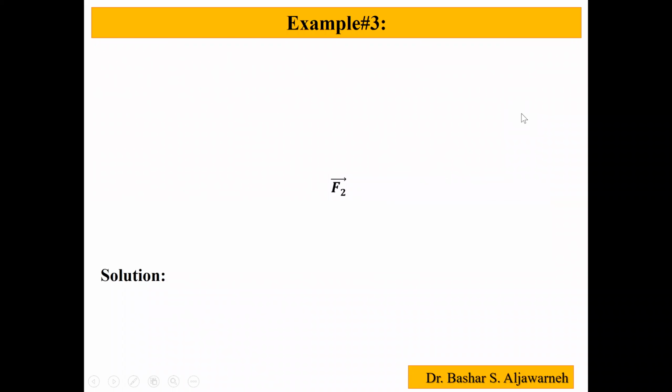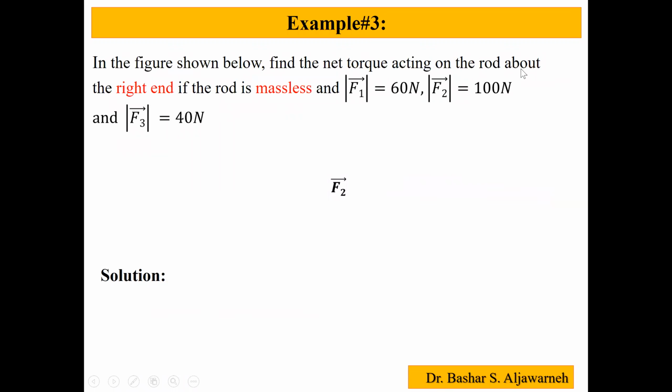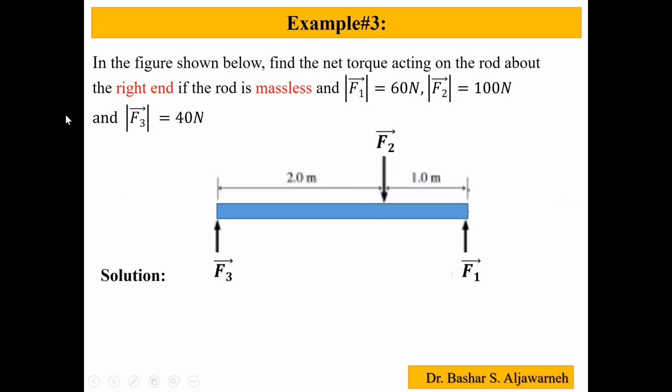Okay, another example. So in the figure shown below, find the net torque acting on the rod about the right end if the rod is massless and F1 equals 60 newtons, F2 100 newtons, and F3 40 newtons. Okay, let me take this example in detail.